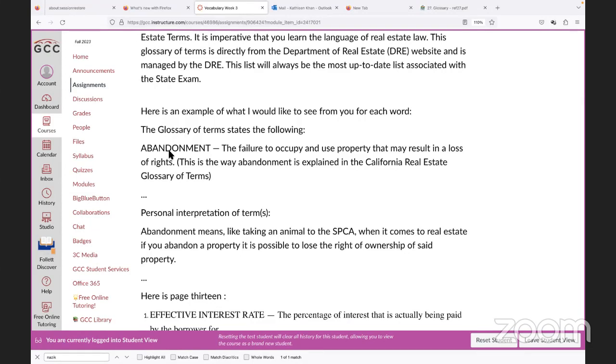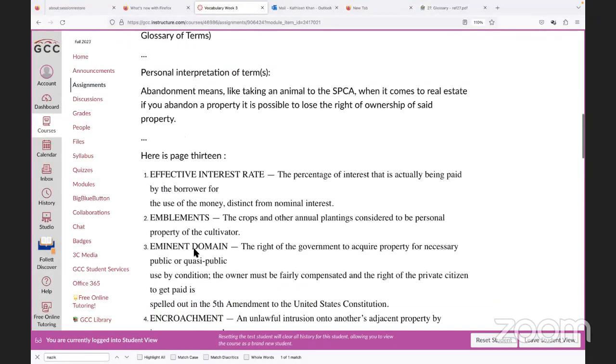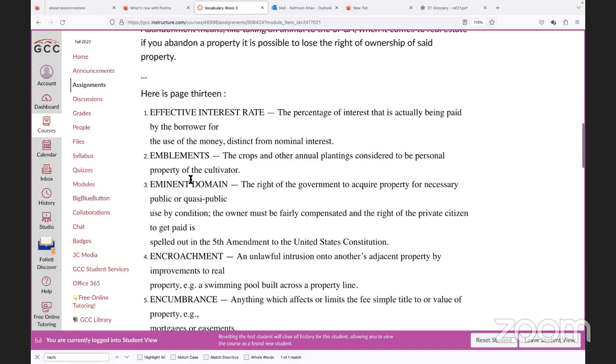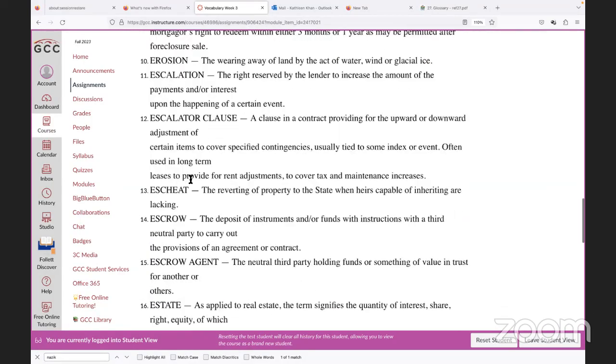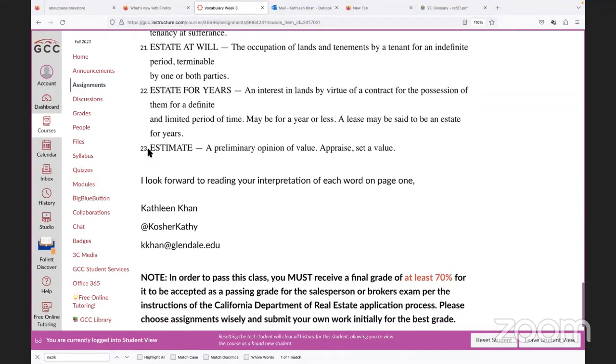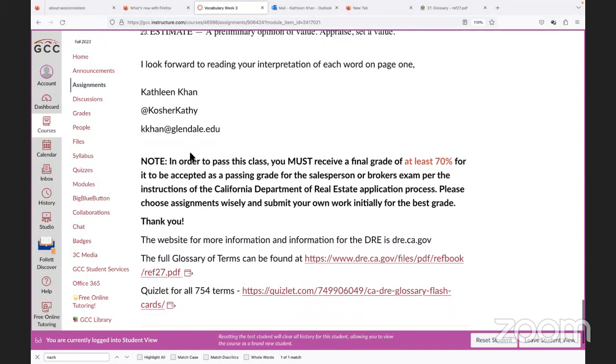So again, we have the explanation of how to express. The term has already been expressed by the glossary of terms, and now this is my version of my personal interpretation. And it starts with the words effective interest rate. And if we scroll down, the last on number 23 is estimate. Now there's other instructions down here.